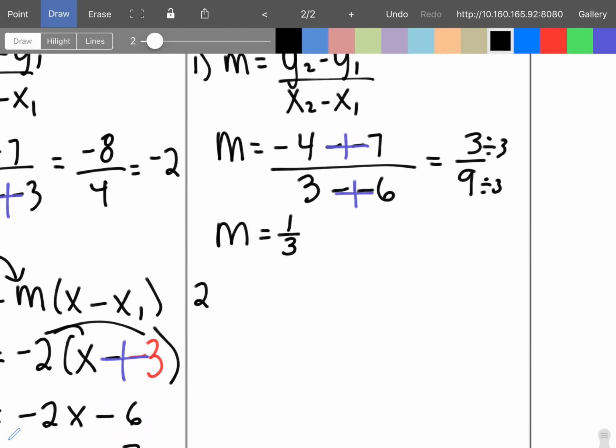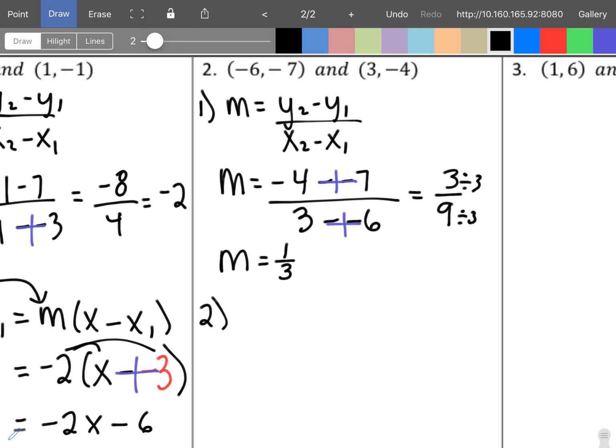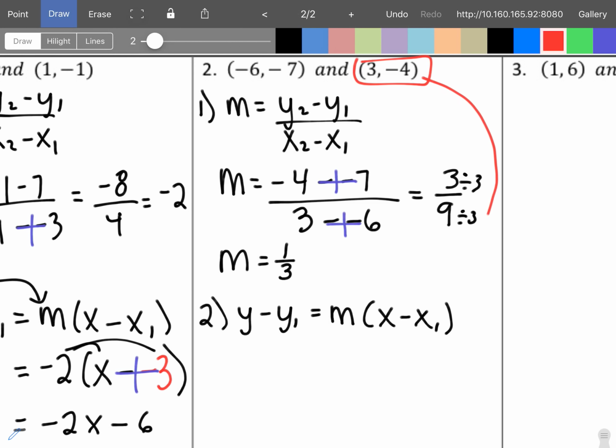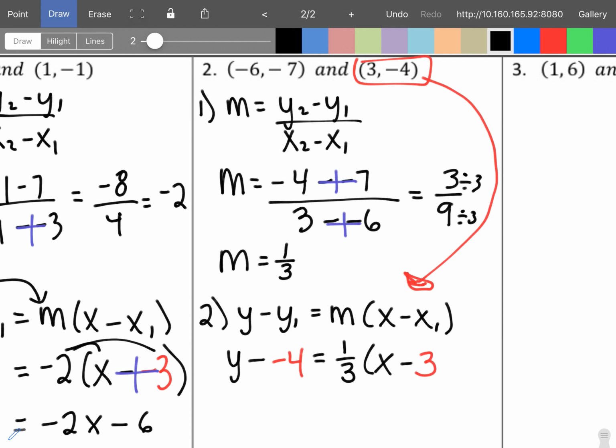Cool, now I'm going to plug it in. Number 2 is using the point slope: y minus y1 equals m times x minus x1. I'm going to choose the second point this time, just to show you it really doesn't matter, and you can try the first point if you want. So y minus, my y1 is -4, equals my slope, 1/3, times x minus, and then the x of the point that I chose is 3.